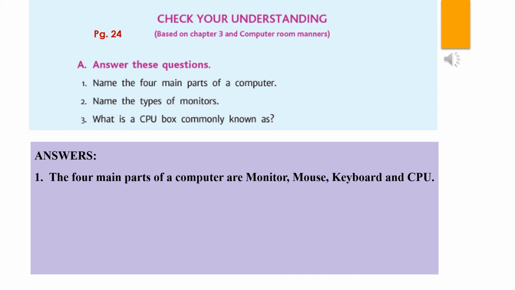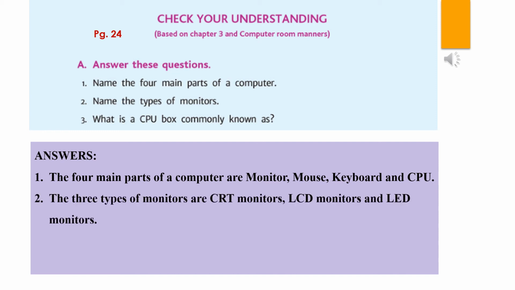The second question states, name the types of monitors. So the answer is, the 3 types of monitors are CRT monitors, LCD monitors and LED monitors. The next question is, what is a CPU box commonly known as? And the answer is, the CPU box is also known as a cabinet.